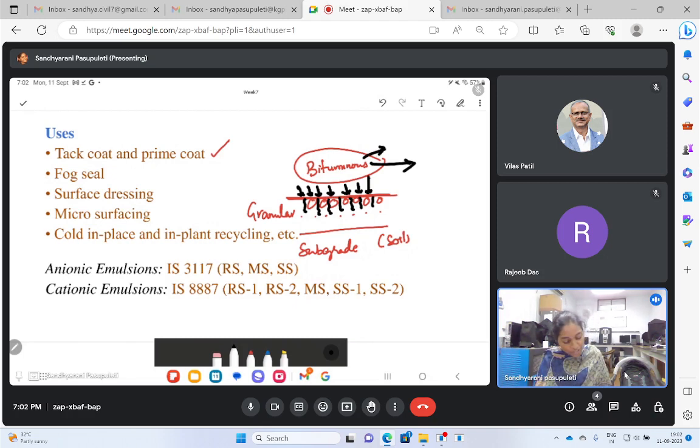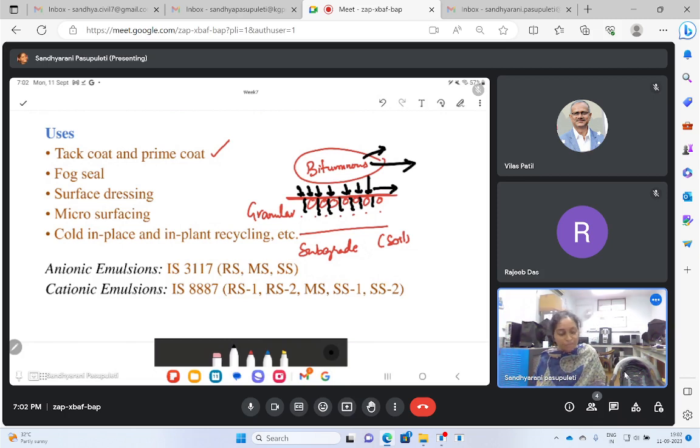So also, in order to maintain the adhesivity or the contact between these two different heterogeneous layers, one is a granular layer, which is a kind of unbound layer, and the bituminous mixture layer is a kind of binding layer, it is always suggested to use a prime coat.